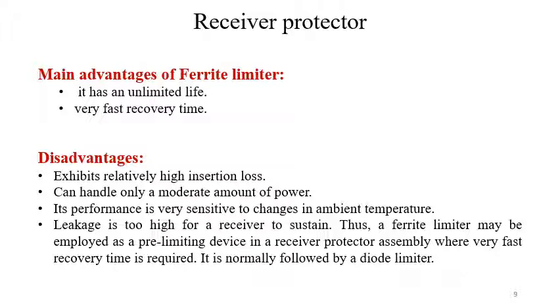Thus, a ferrite limiter may be employed as a pre-limiting device in a receiver protector assembly where very fast recovery time is required. It is normally followed by a diode limiter.